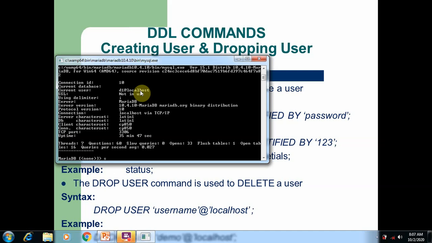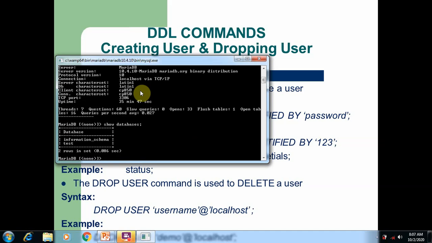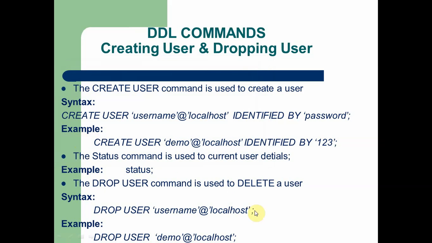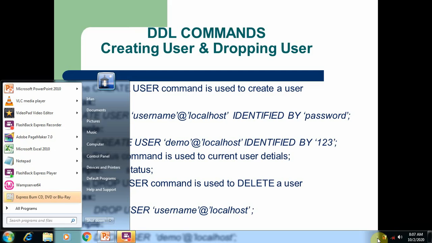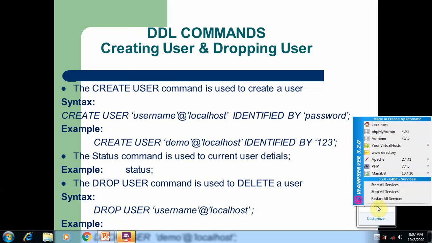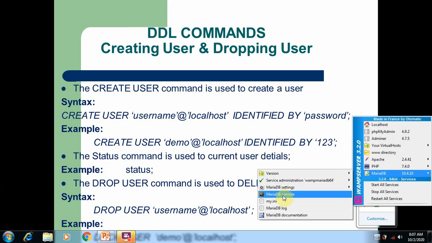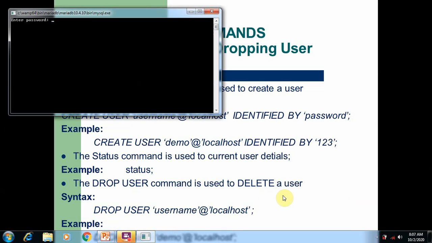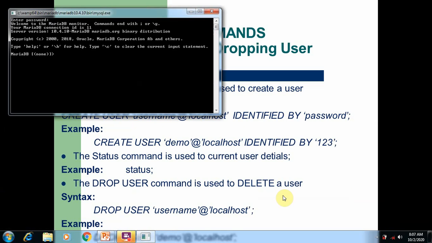If you use show databases, you can see only the minimum databases. It is the default databases available here. The student database is not here, because it was created in the root user. So if you want to use the student database from the root user, then exit from this user and open the root user. Go to the WAMP server icon, select MySQL or MariaDB, select root user. There is no password, so simply enter.